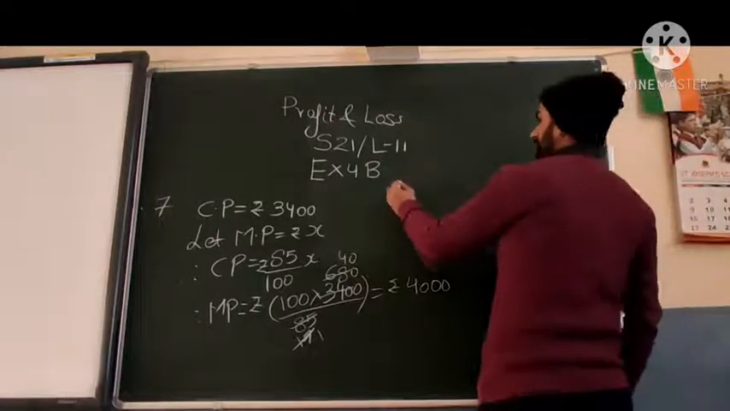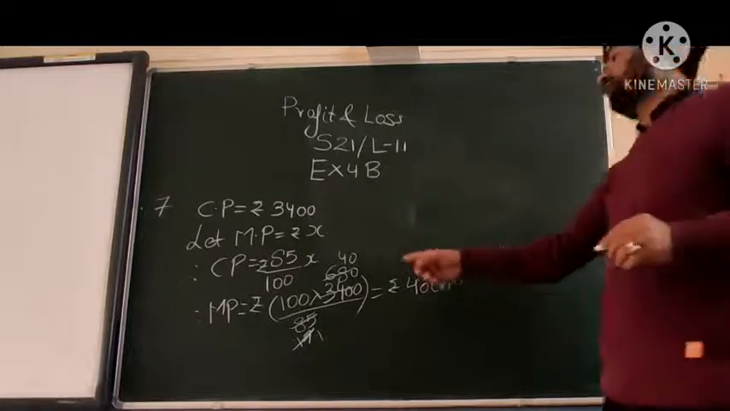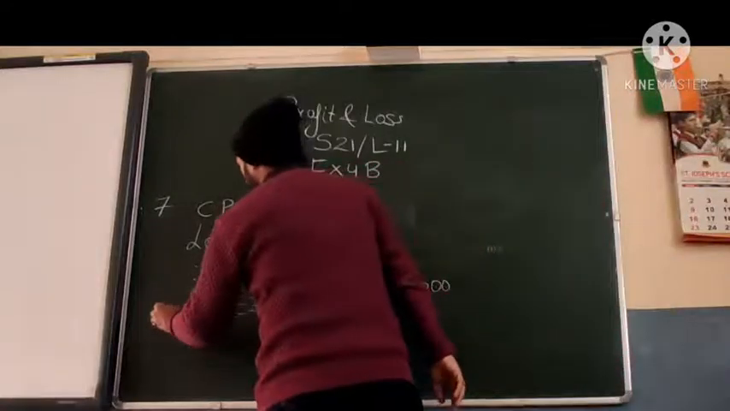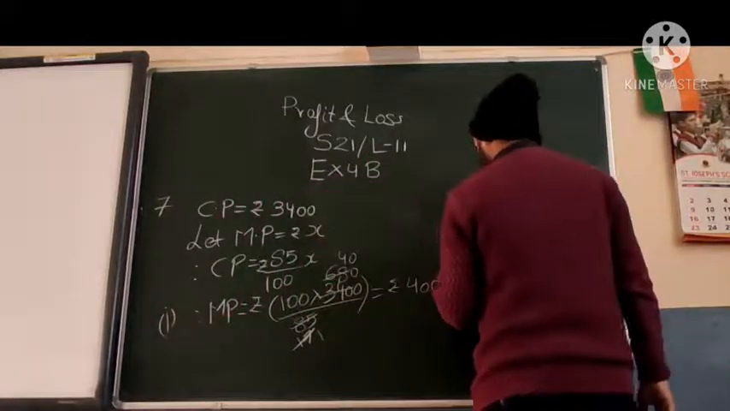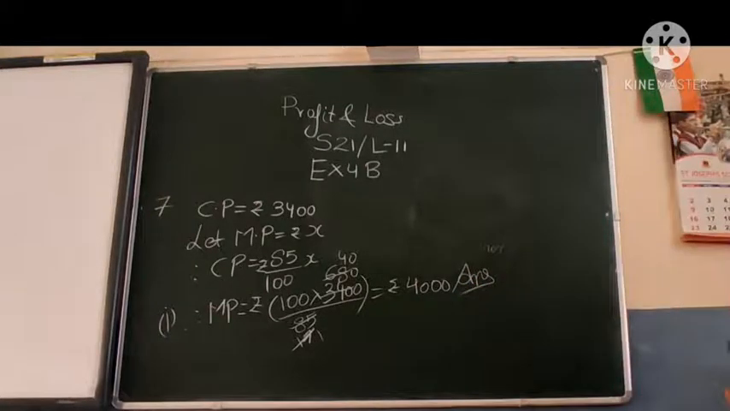So the first part is asked, what they are asking in the first part, they are asking the marked price itself, and we have successfully calculated the marked price. The first part is that only, that we have already solved. That is one part of the answer. How many parts are there in this question?